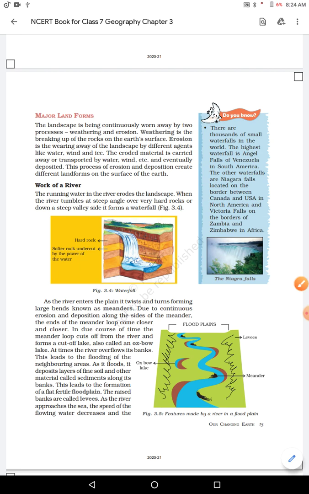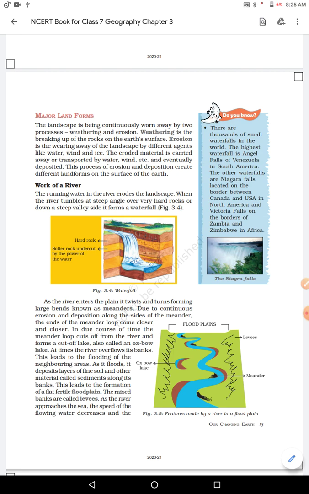Now our topic is the work of a river. You can see this waterfall. Here the land is being eroded and somewhere here it is deposited, and this forms a new landform. Now, the work of a river: how does a river play a role to form landforms or to deposit material?